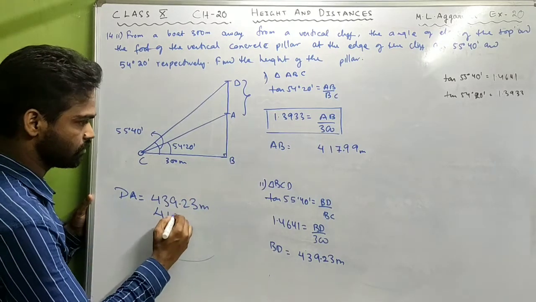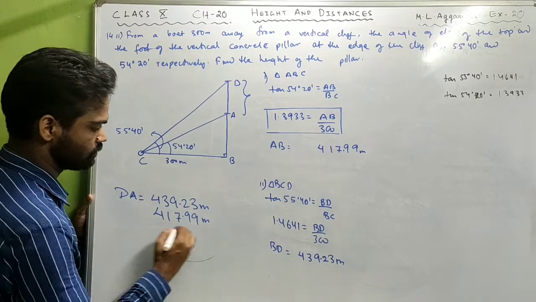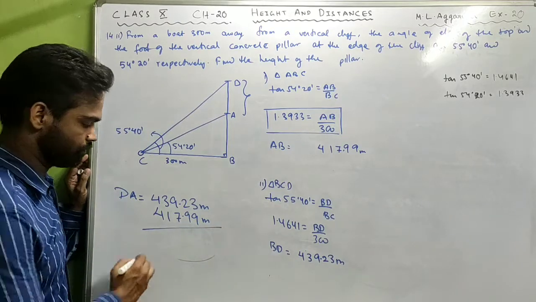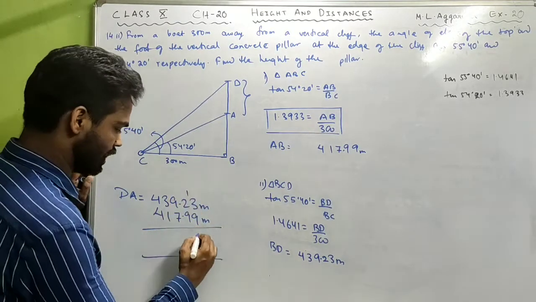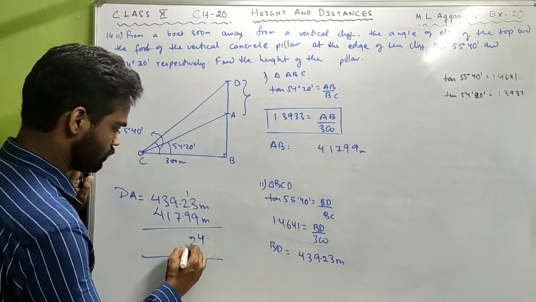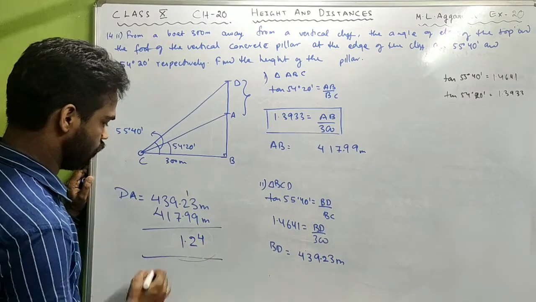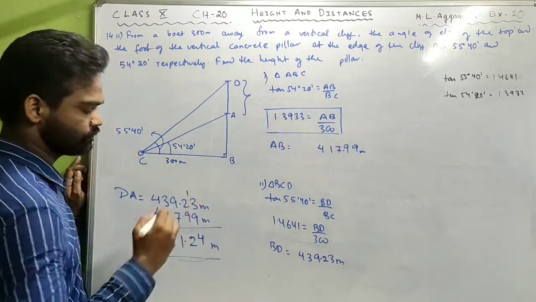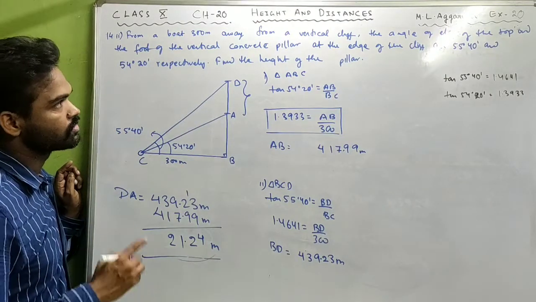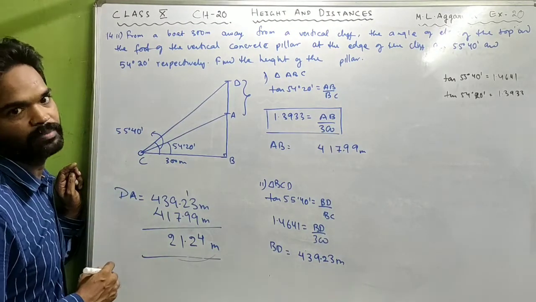So DA clearly is BD minus this, isn't it? You subtract it, so that's 4, 2, that's 1, that's 2. Am I clear? So the height of the pillar is 21.24 meter.